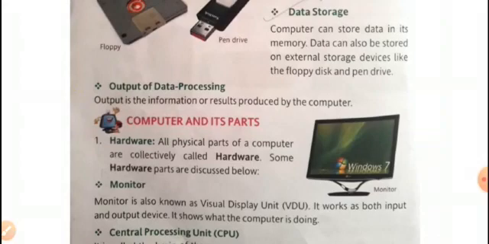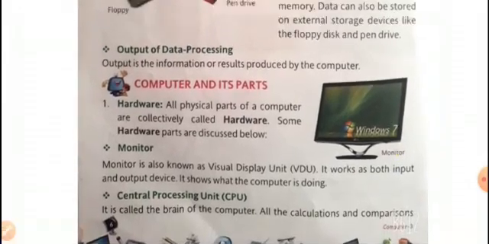First of all, monitor. As we can see in the picture also, the monitor is the VDU, Visual Display Unit. It works as both an input as well as an output device. It shows what the computer is doing. Both the input as well as output data are shown on the monitor.